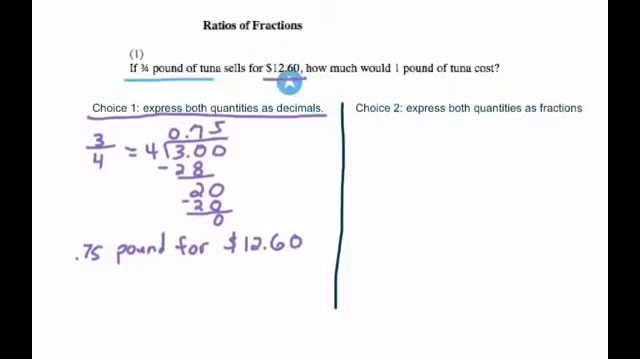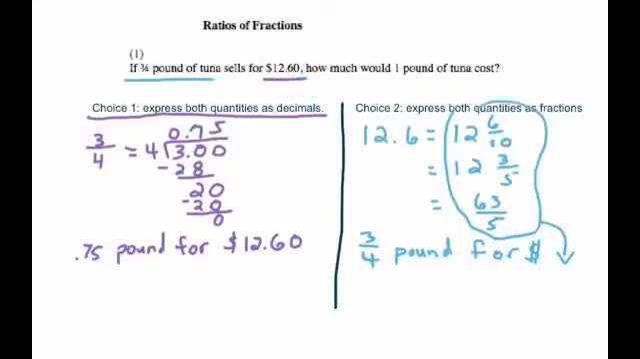But what if we chose choice 2 and expressed both quantities as fractions? What would be the equivalent fraction to $12.60? Here we can see that 12 and 6/10, that 6 would be the numerator of our fraction. Its place value, tenths, would be the denominator. So we could say that 12 and 6/10 is equivalent to 12 and 3/5 if we simplified it. We could express it as a fraction as 63/5.